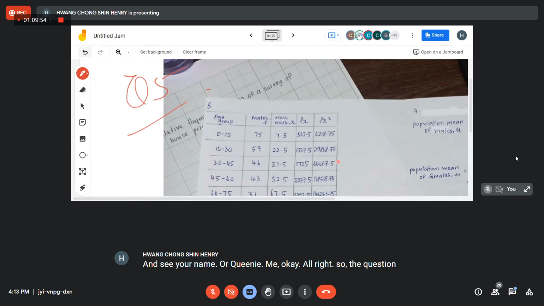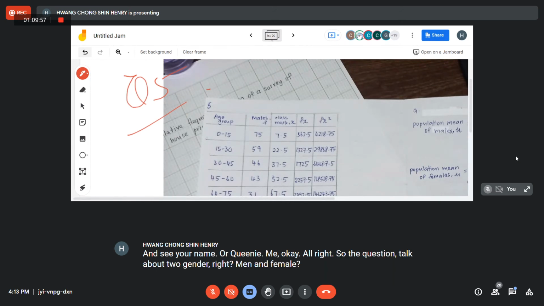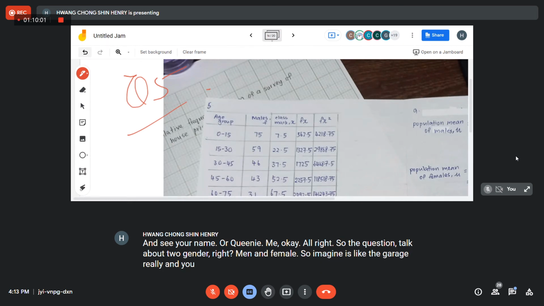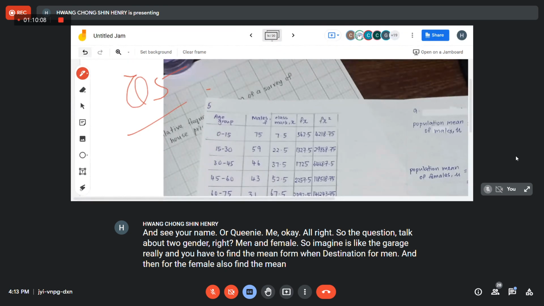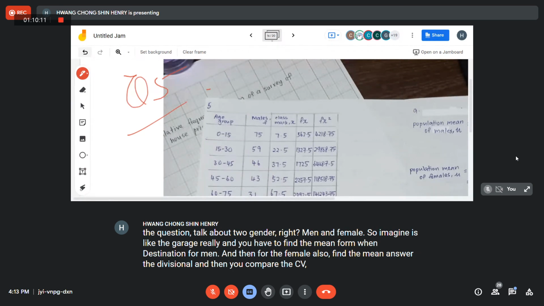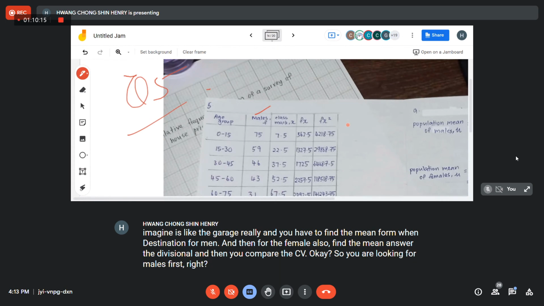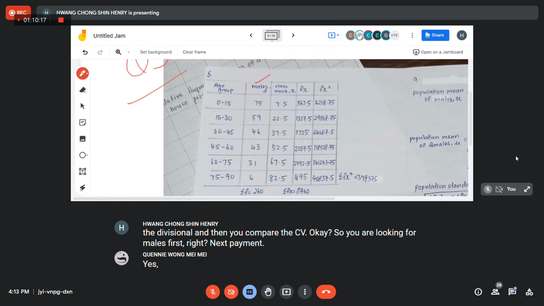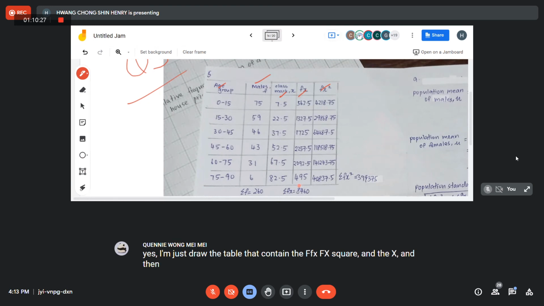So the question talks about two genders, right? Male and female. Imagine it's like garage A, garage B: male and female. You have to find the mean and standard deviation for the men, and then for the female also find the mean and standard deviation. Then you compare the CV. So you are looking for males first, right? Just draw the table that contains the fx square and the x, and then find.